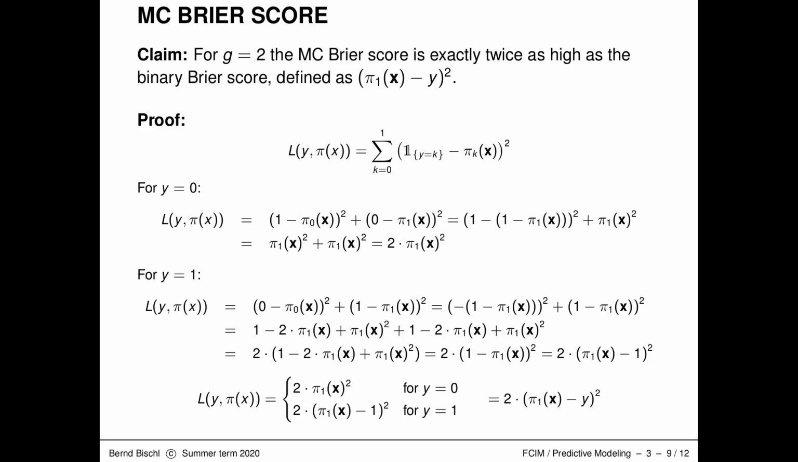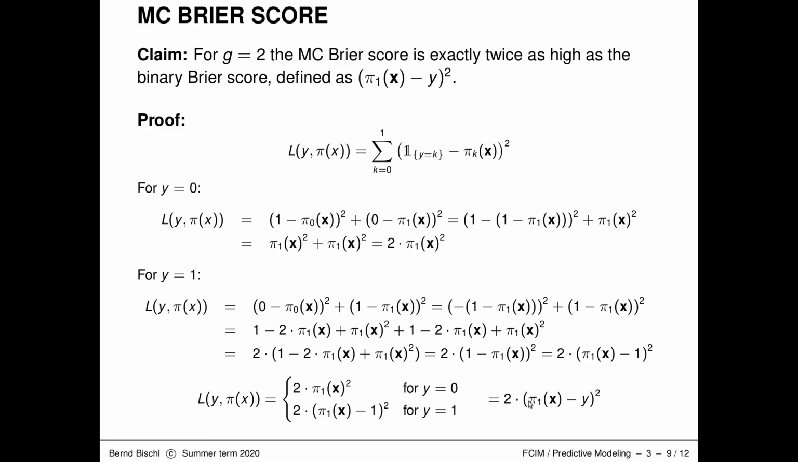I will not read this out. It's also a pretty trivial fact that's simple to see by just comparing the two formulas. And I just want to make you aware of that. So the multi-class Brier score is not a simple generalization of this binary class Brier score. It would be nice if it is. Unfortunately, it is not. So the reason is that we defined here this normal Brier score simply as pi1 of x minus y, encoded with the 0 and 1, squared.